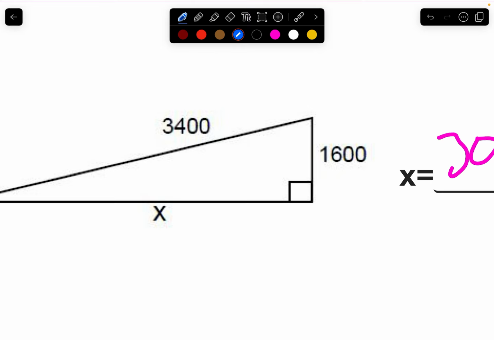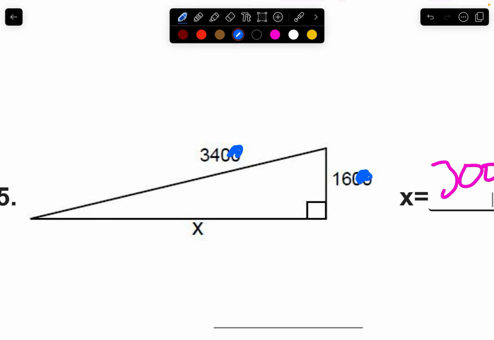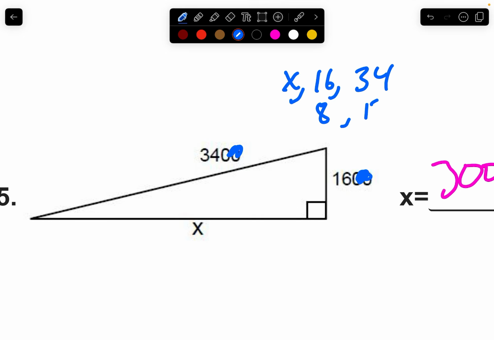Big numbers. We can go ahead and cancel out the zeros. So we have x, 16, and 34. Divide by 2. Divide by 2. That means the third one is 15. That's an 8, 15, 17. Multiplied by 2 would be 30. But we canceled out those zeros, so put them back in. 3,000.